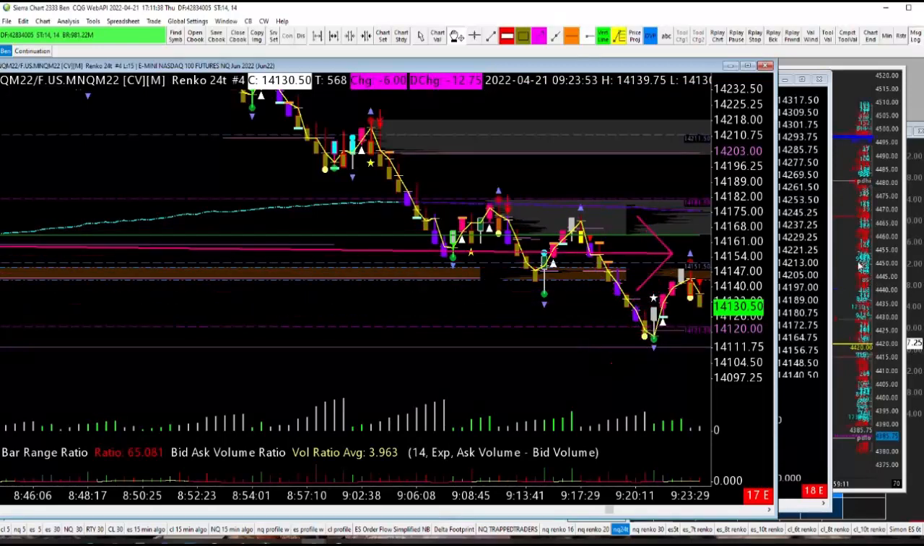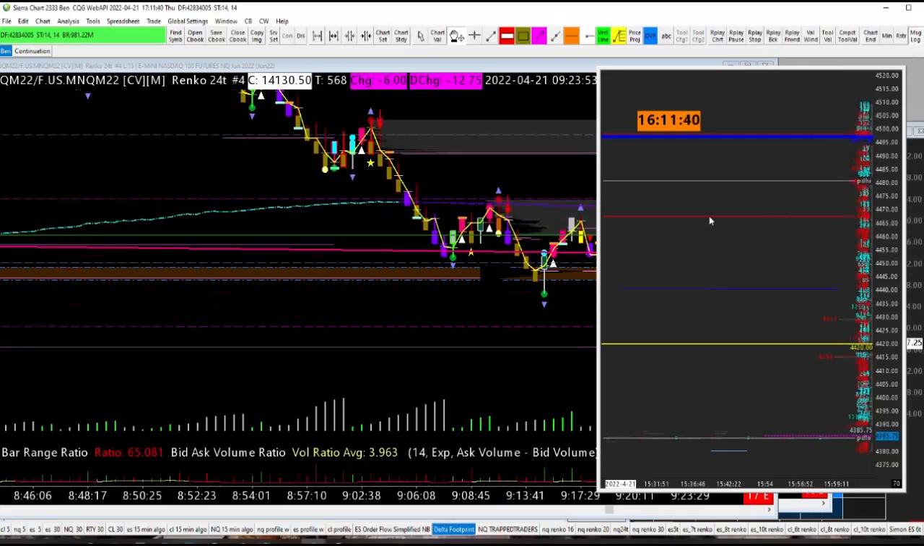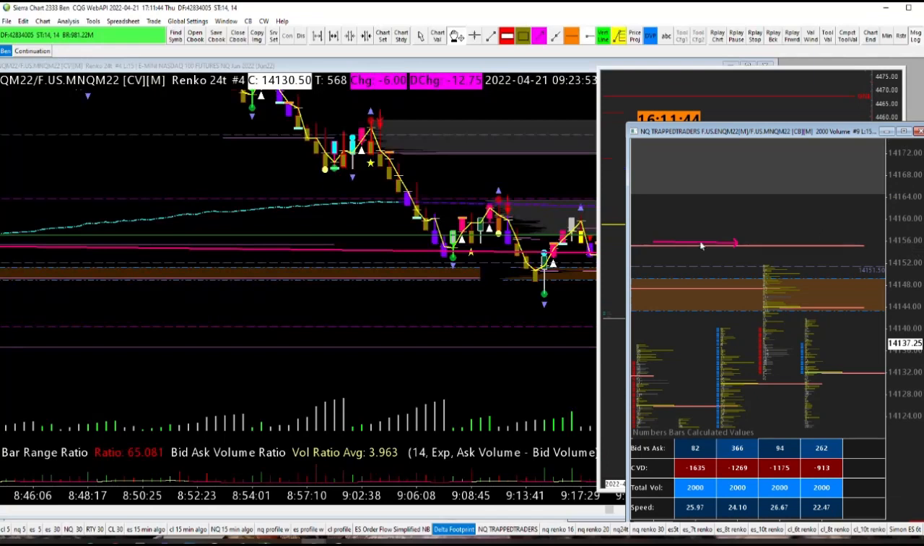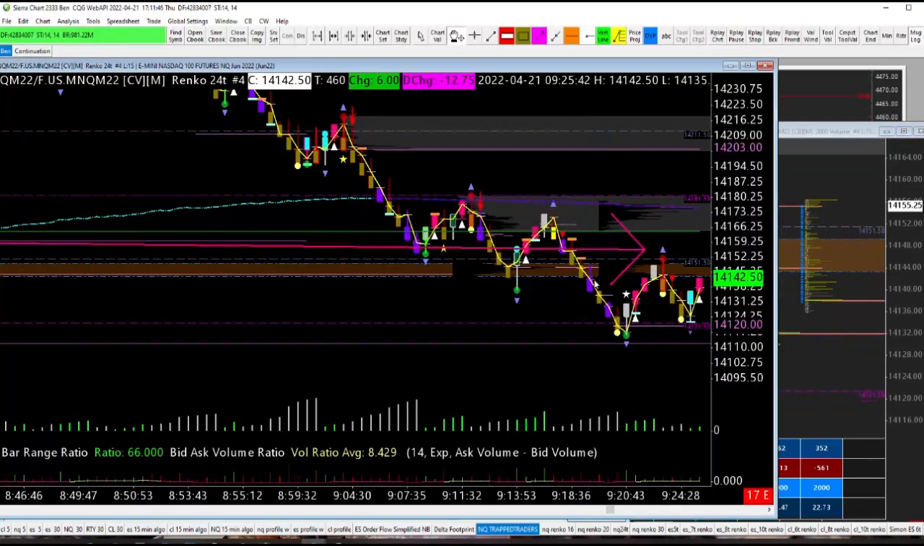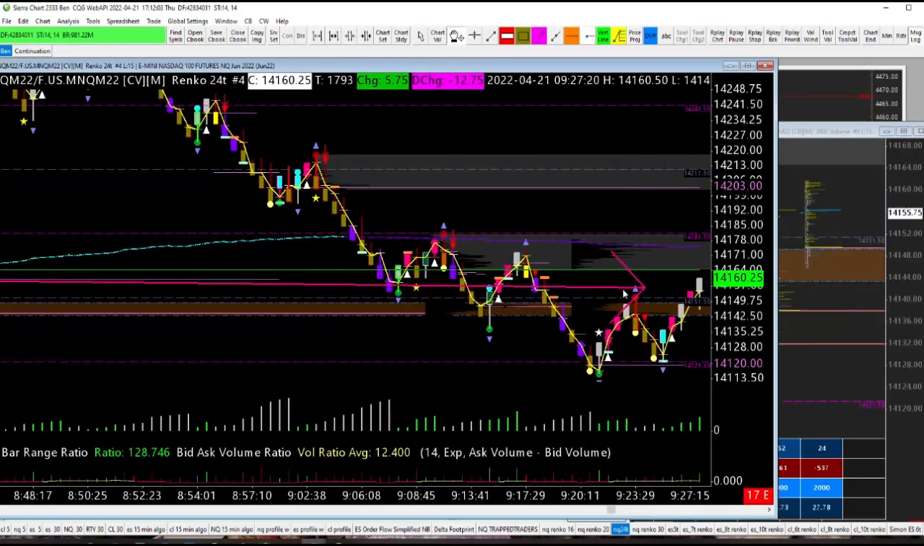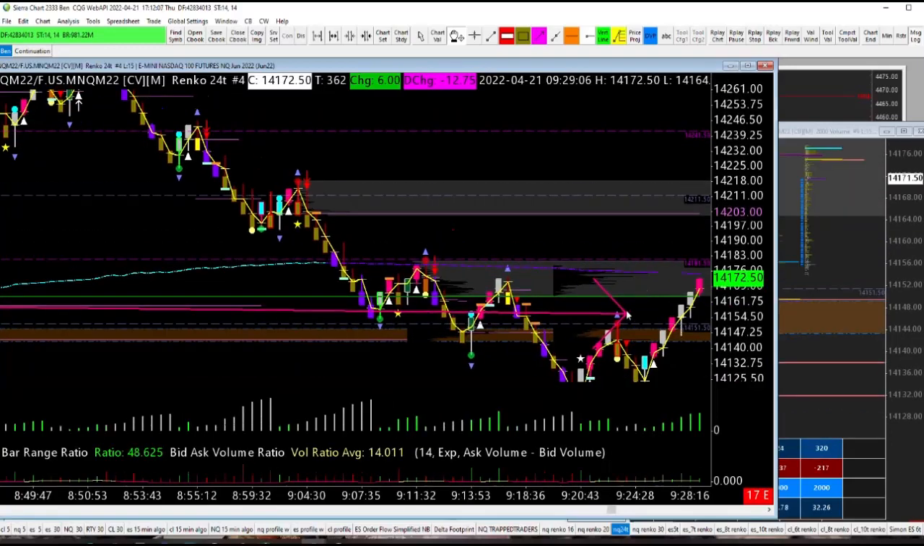So if we looked at the footprint, I need the NQ footprint. That is the ES footprint. So if we look at the footprint, I can point to this 14151 and you can see it. Is it that one? Yeah. So it's this right here. 14151 to 160. So that's what we're looking at there.